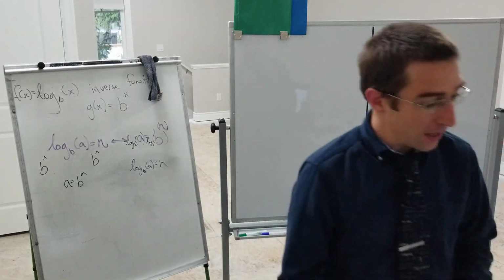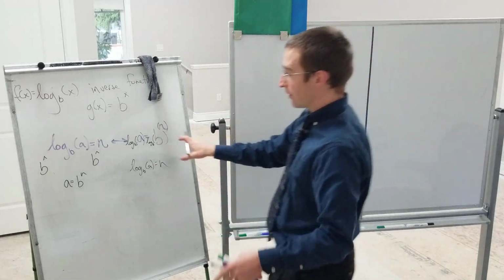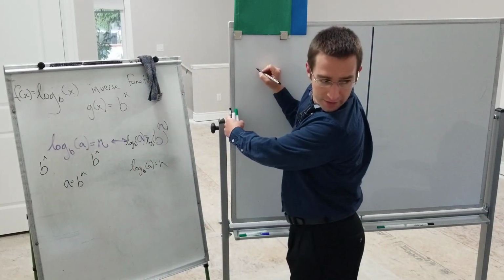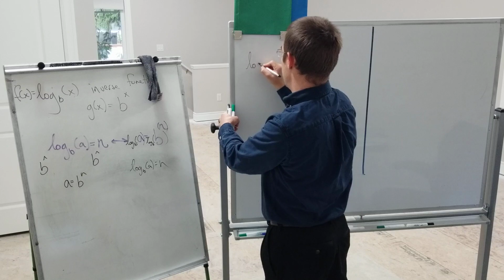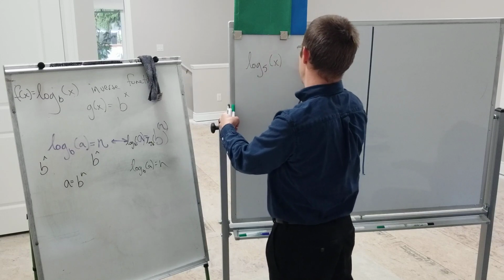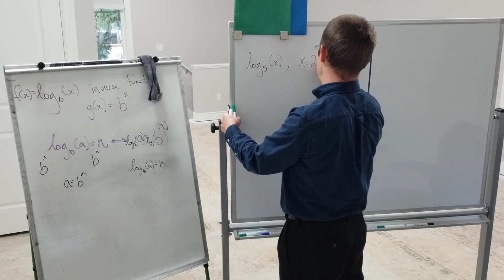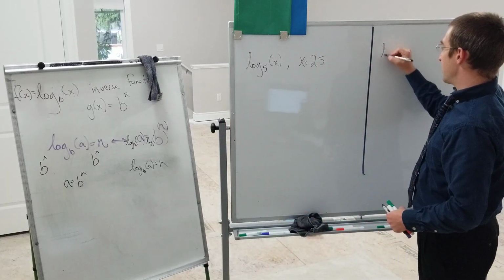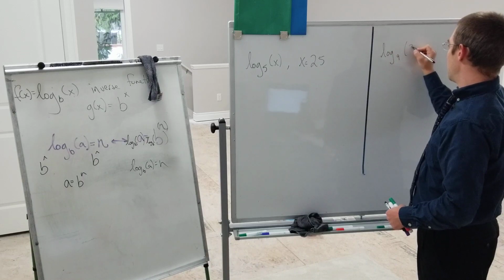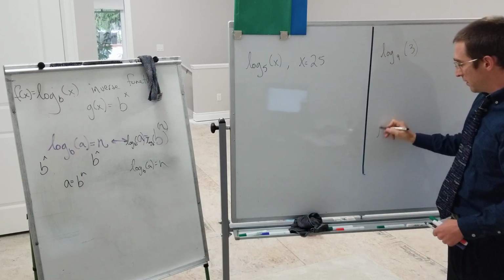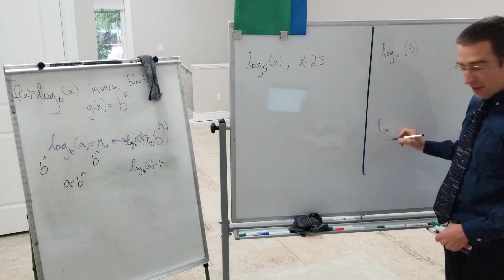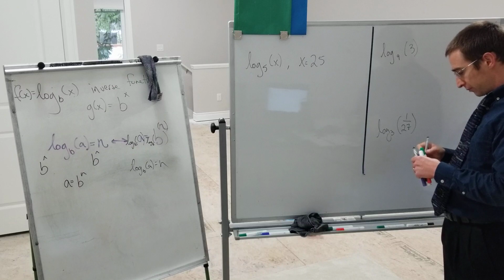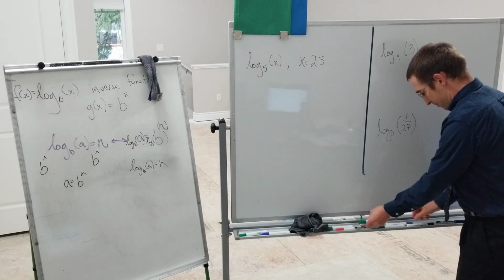So we're going to do some evaluating with logarithms just using this property here. All right, we've got, let's say, log base 5 of x when x equals 25. That's how it looks in the homework. Log base 9 of 3, and then log base 3 of 1 over 27. All right, let's go through these.